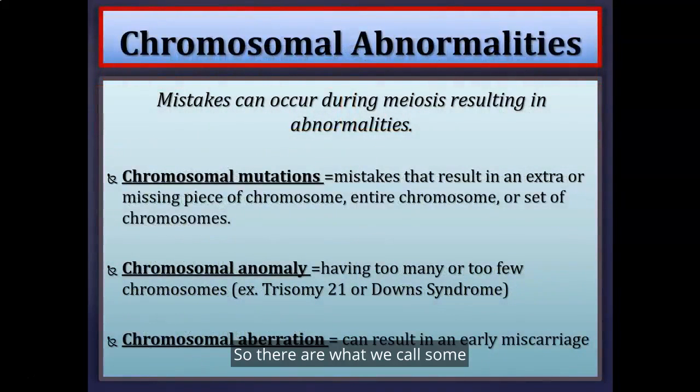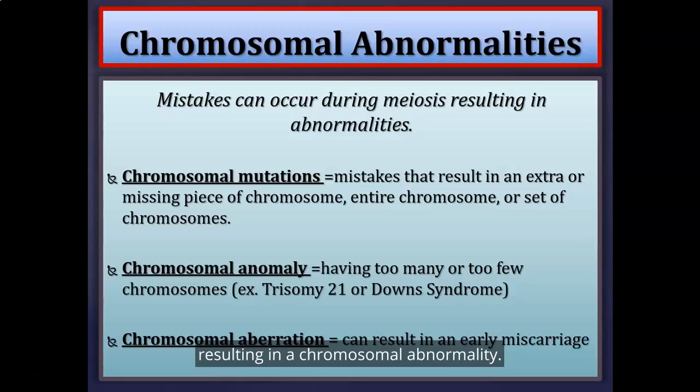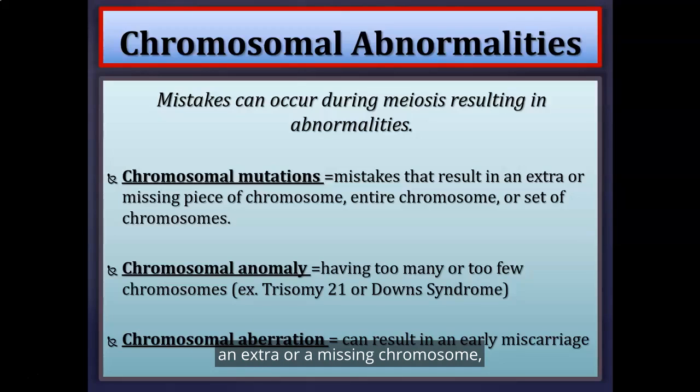All right, so there are what we call some chromosomal abnormalities or aberrations. This occurs when there's a mistake during meiosis resulting in a chromosomal abnormality. So a chromosomal mutation would be a mistake that results in an extra or missing piece of a chromosome, an extra or a missing chromosome, or even an extra or missing set of chromosomes. So a chromosomal anomaly is having too many or too few chromosomes.